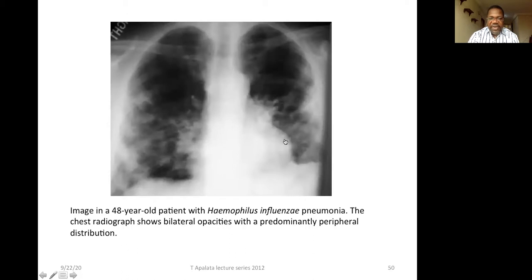We have another one here. This is a 48-year-old patient who was diagnosed with Haemophilus influenzae pneumonia. And the chest X-ray shows bilateral, so both sides, opacities with predominantly peripheral distribution. So this is what you can see here.